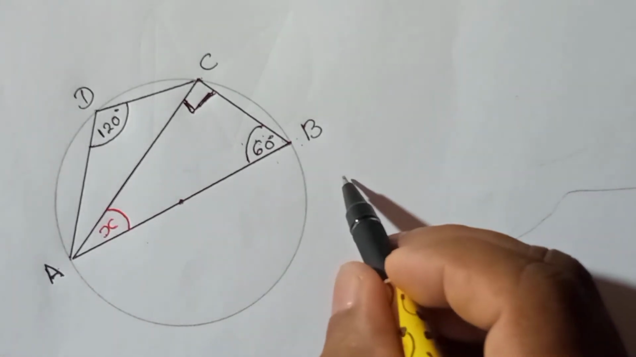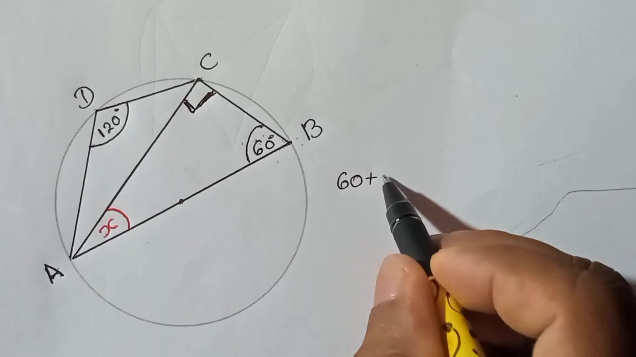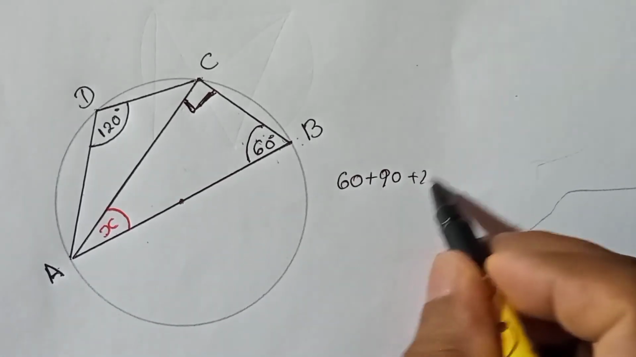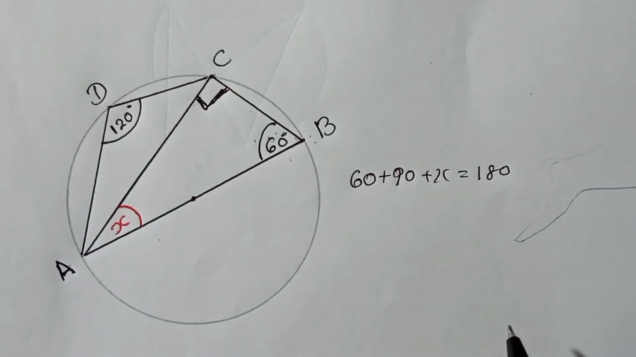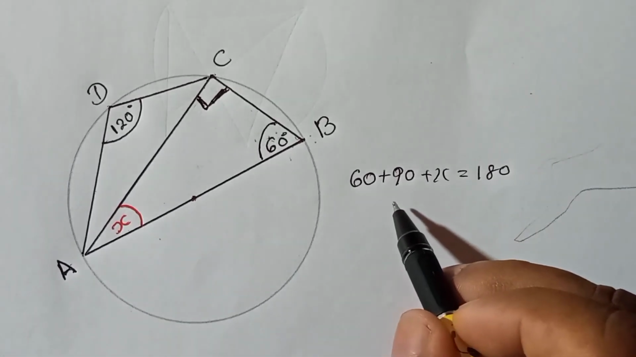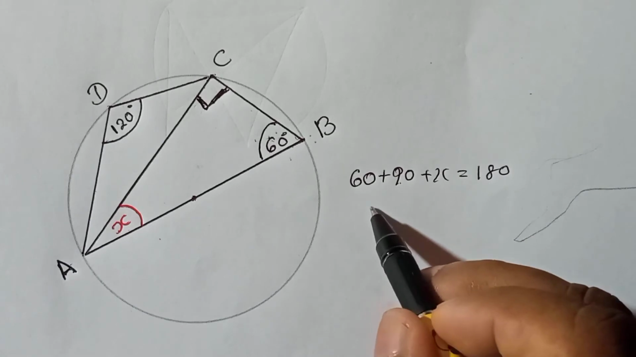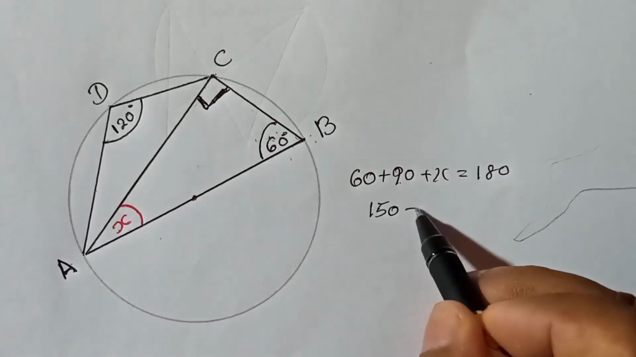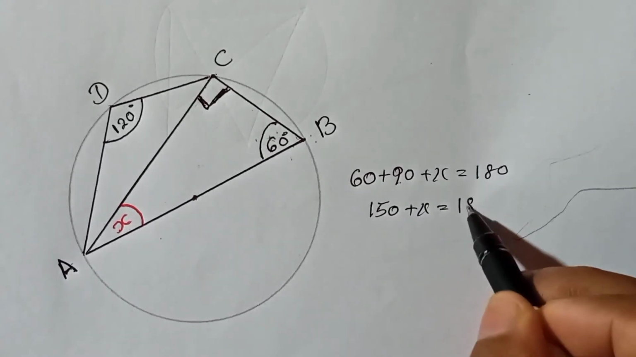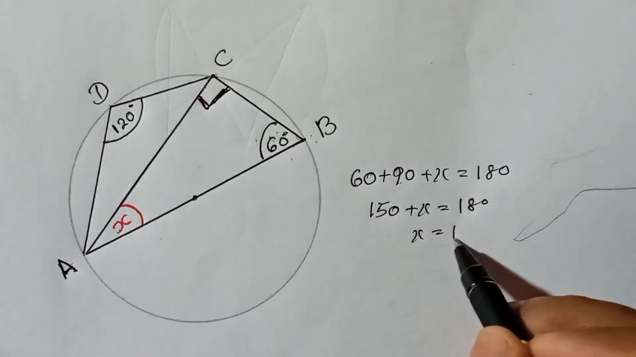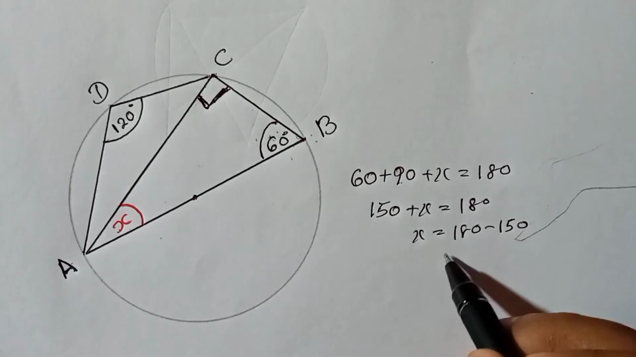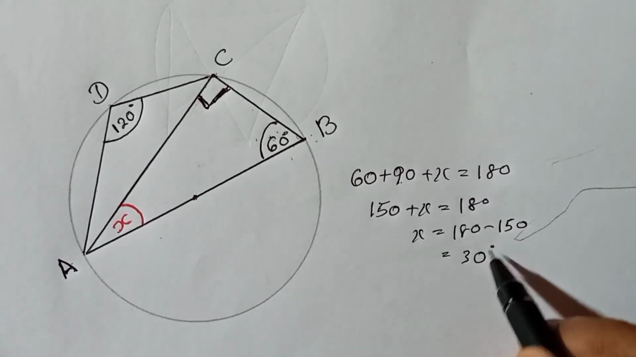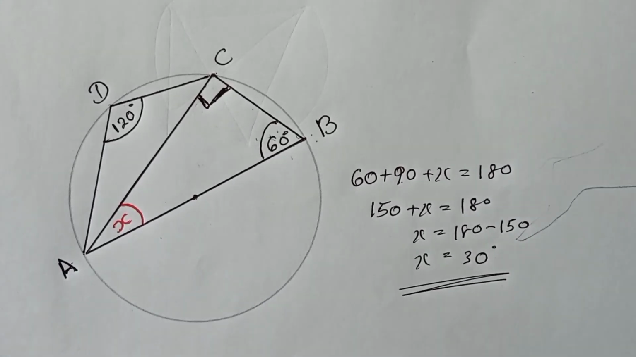So we can write 60 plus 90 plus x should be 180. Then here it will be 150 plus x equals 180. Then x will be equal to 180 minus 150. So it will be 30 degrees. So x equals 30 degrees.